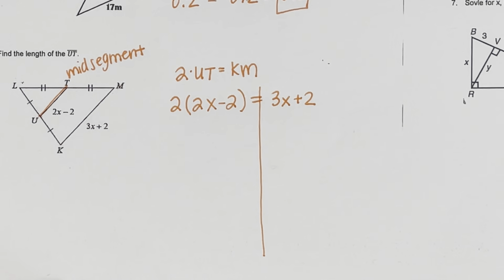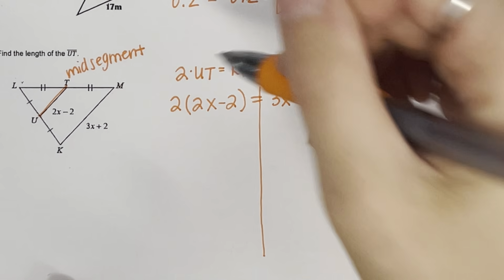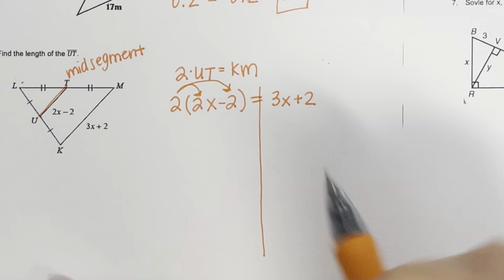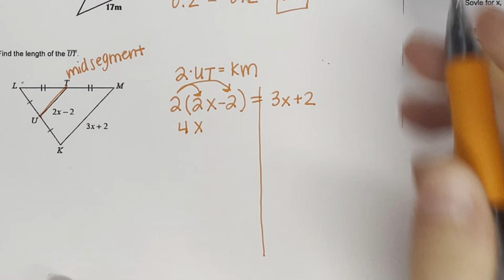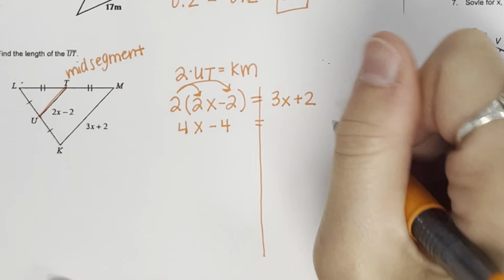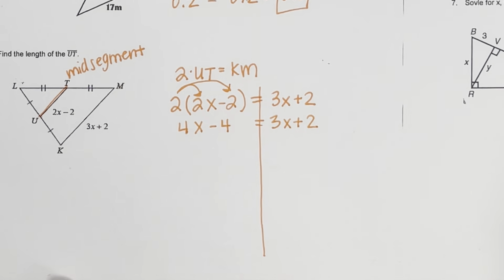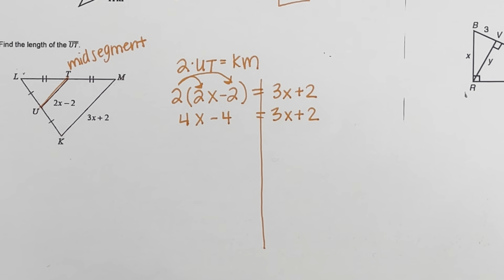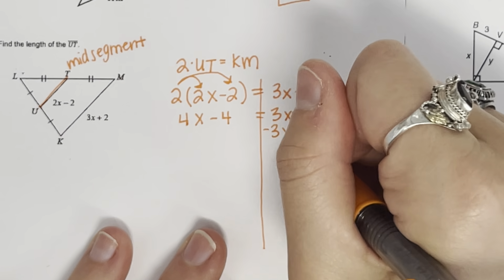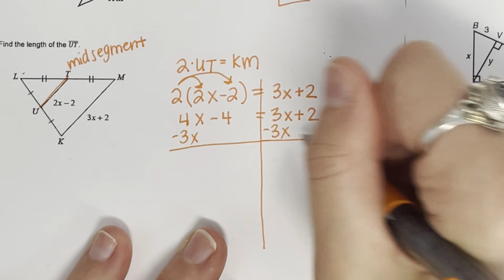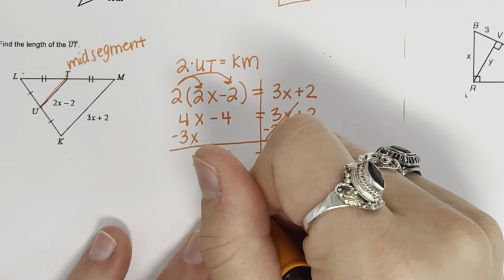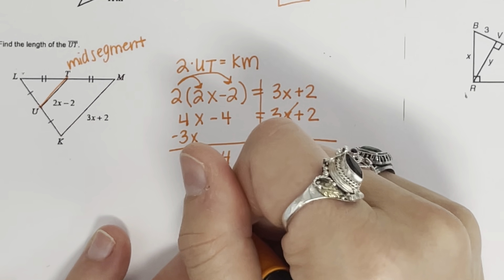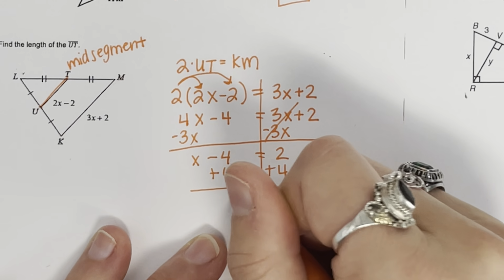So the first thing I'm gonna do is distribute the 2. So 2 times 2x is 4x. 2 times negative 2 is negative 4. Equals 3x plus 2. Now, Ms. Damaso likes to, when I try to get all my x's to the same side, I like to move the smaller x value. So I'm going to take this 3x and move it over by subtracting it. So I've got x minus 4 equals 2. And then the last step is add 4 to both sides. So my x value equals 6.